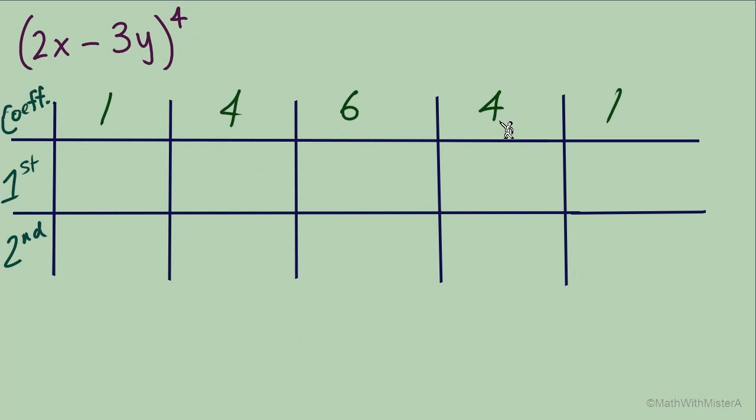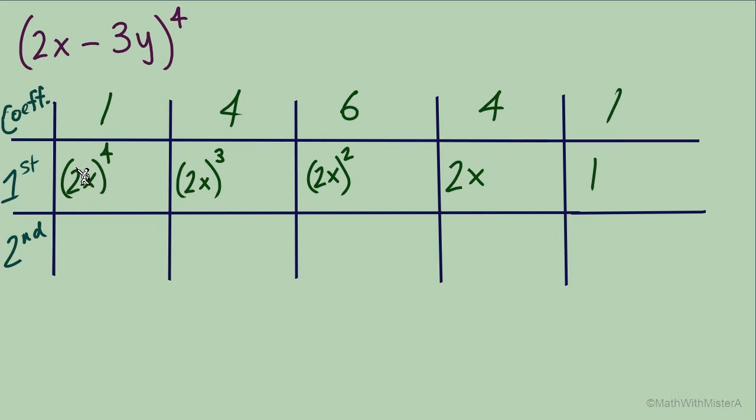So let's get those in the table, 1, 4, 6, 4, 1. Now when we deal with our first term and our second term, we have to be a little bit cautious here, because our first term in the binomial is actually 2x. So when we talk about what shows up in each of these terms, we have to think about the entire quantity: 2x to the fourth power, then 2x to the third, 2x to the second, 2x to the first, and lastly 2x to the power of 0, which equals 1.